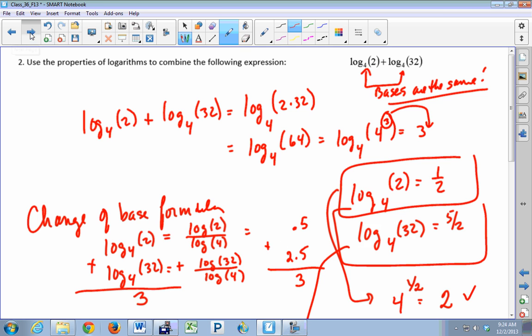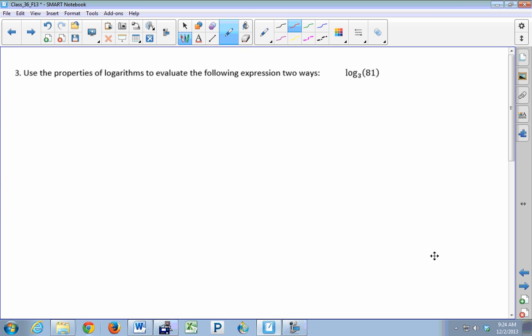So let's take a look at number 3. So here's a problem. It says here, evaluate. So now this is a little different. It's saying evaluate this in 2 different ways. Okay, evaluate means find the value. Can anybody think of one way to do this using any of the properties we've discussed so far? Eric?